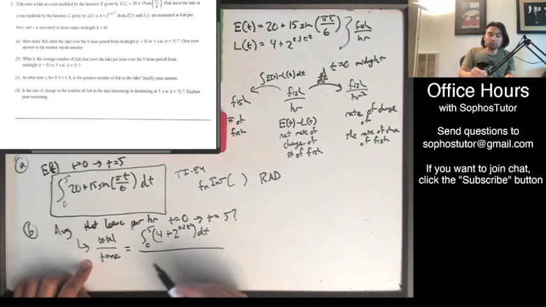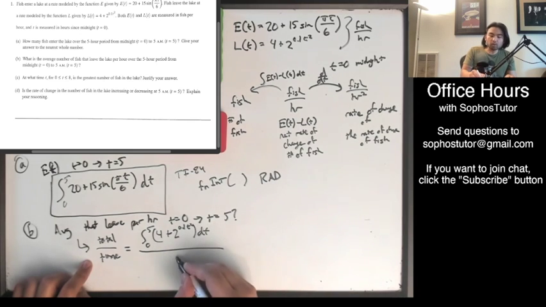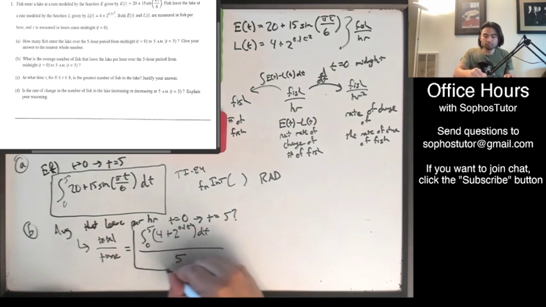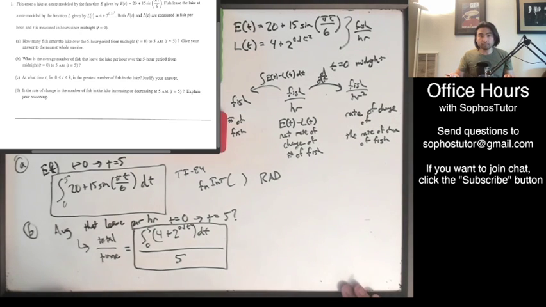We're going to divide this by the total amount of time. Well, how much time was taken? We took 5 hours, so we'll just divide this by 5. And this is what you're going to enter into your calculator.